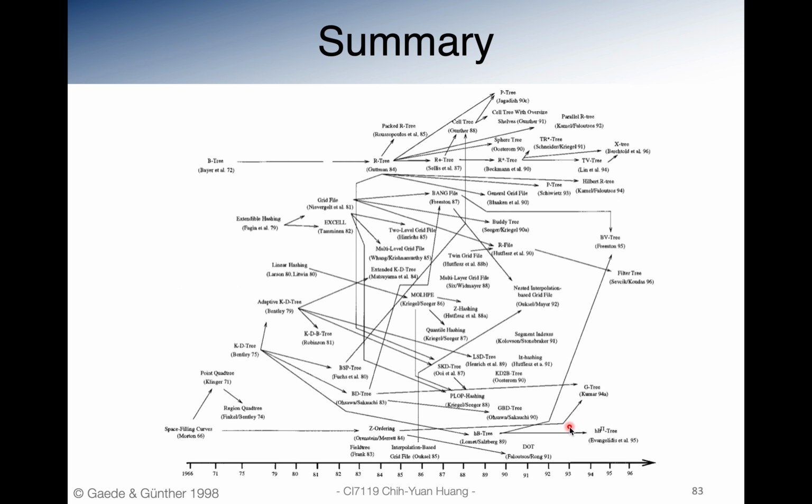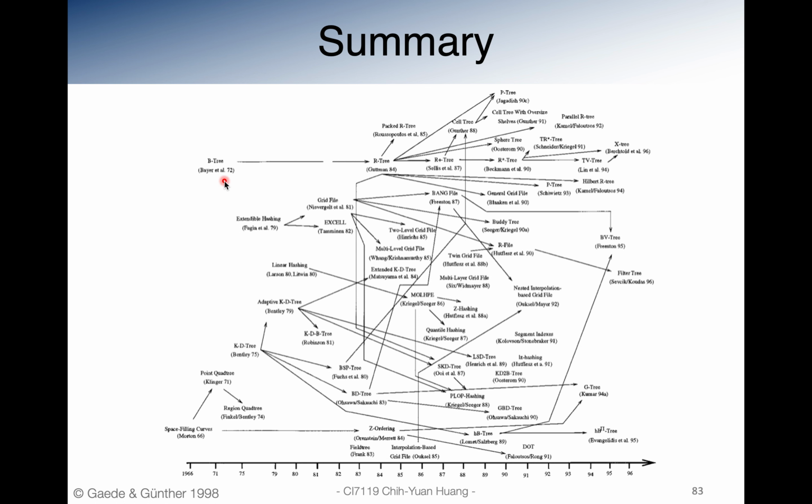Okay, finally, here is a timeline of the spatial access methods. It's actually a very interesting review and collection of those different spatial access methods. As you can see, here is the timeline from 1966 to about 1998. So this is old, actually, and there are some newer trees that of course were not included in this paper.